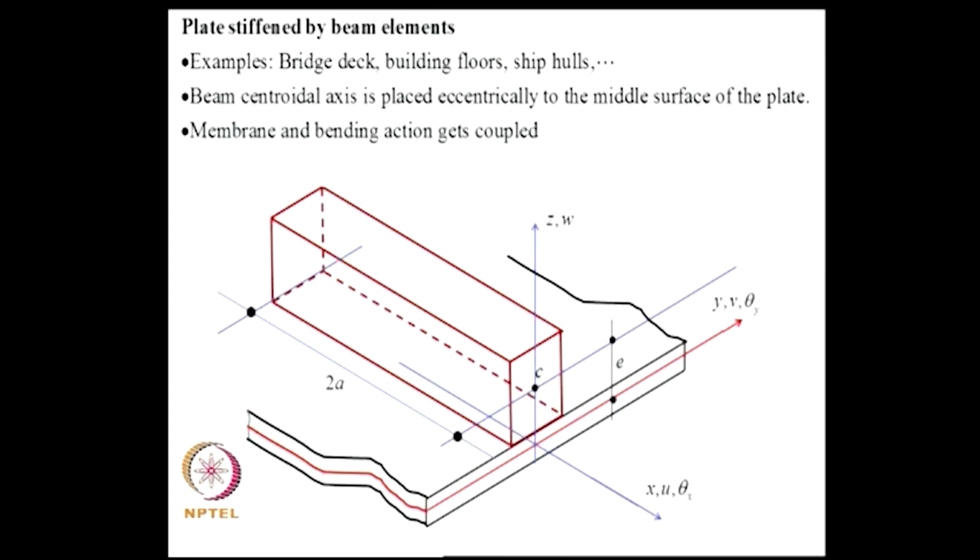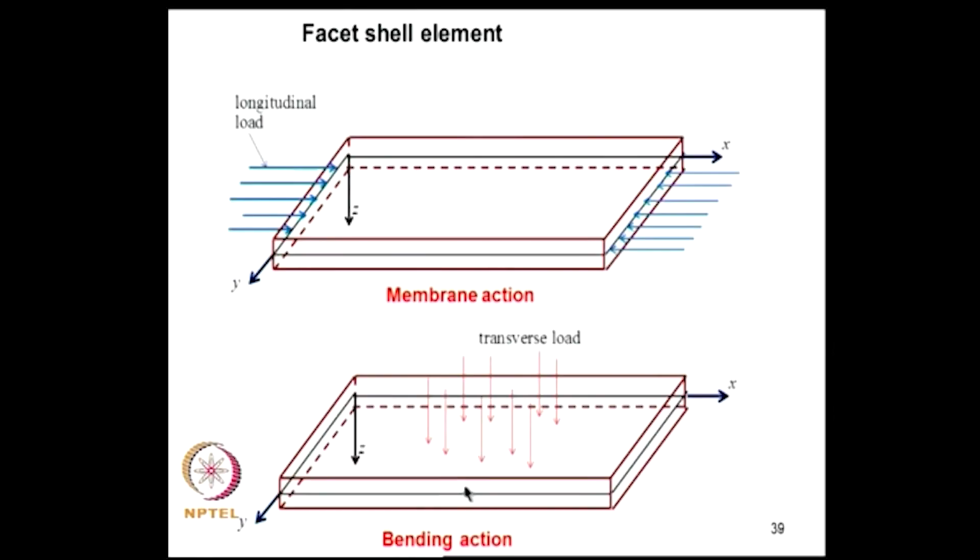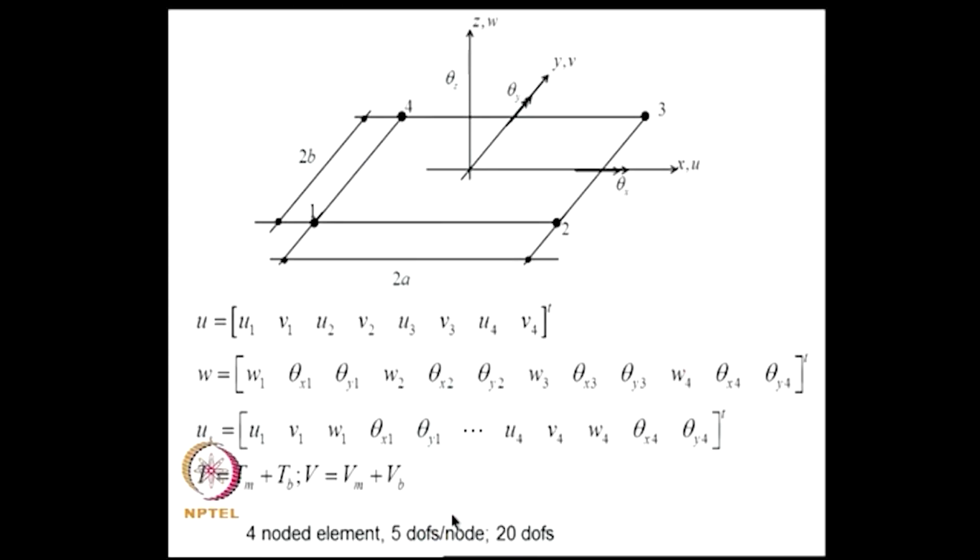In this formulation we have not included the effect of membrane action of the shell element on possible behavior of this beam. Now, if we want to include that, first we need to develop an element for the plate itself, where we combine the flexural and membrane actions. So, that type of elements are known as facet elements. This combines the membrane action and bending action. So, the element configuration will be as shown here for a 4 noded element.